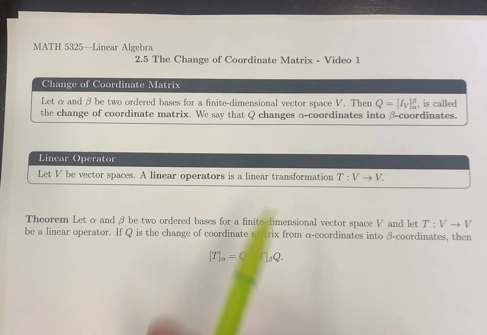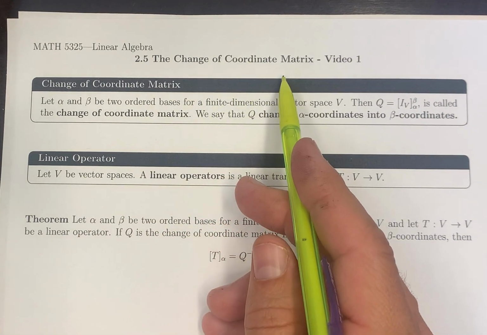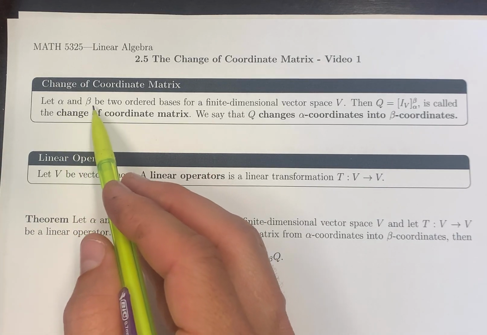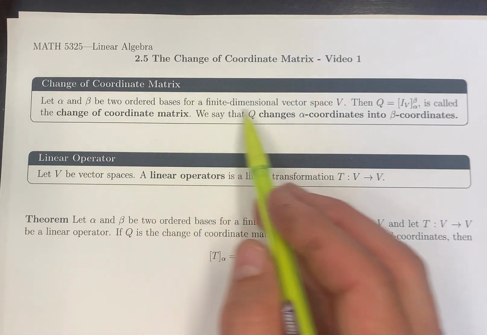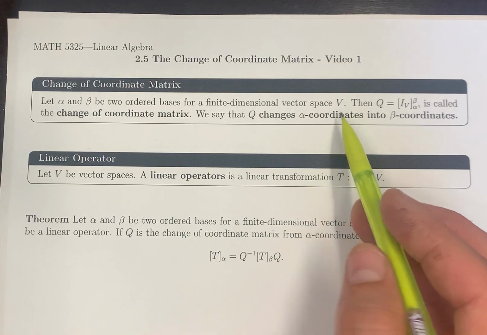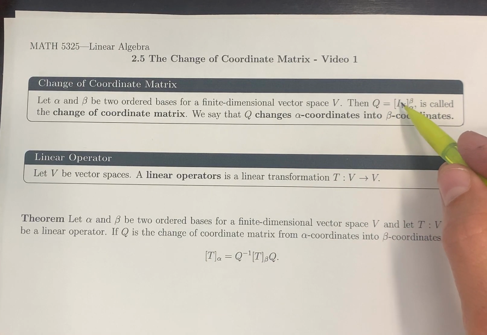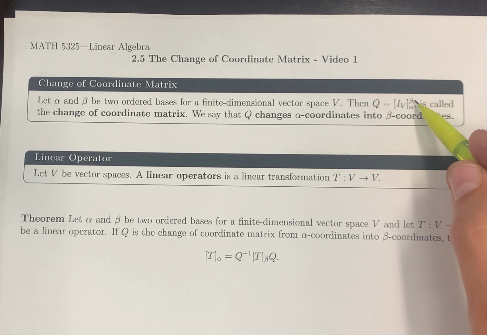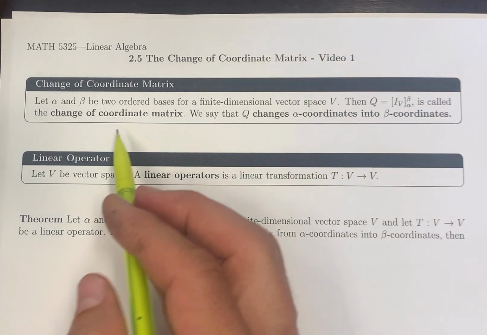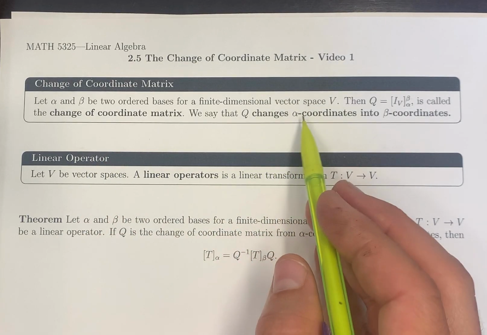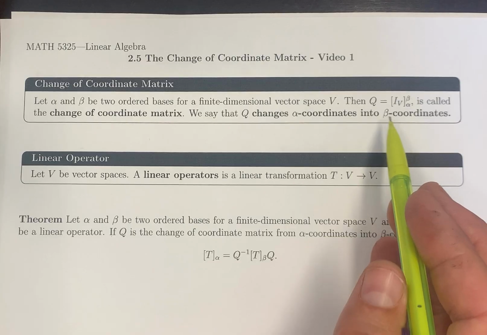Let's chat about the change of coordinate matrix. Remember that if alpha and beta are two ordered bases of a finite dimensional vector space V, then Q, the matrix representation of the identity transformation from alpha coordinates to beta coordinates, is called the change of coordinate matrix. And we say Q changes alpha coordinates into beta coordinates.